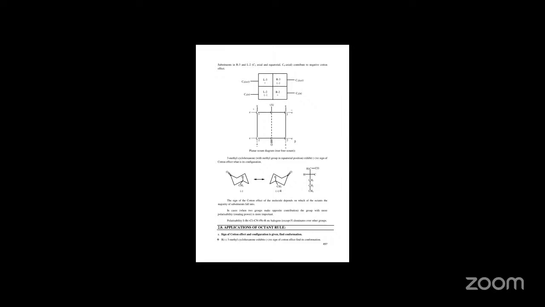And application of this rule. The sign of configuration is given; find the conformation. (+)-3-methyl cyclohexanone exhibits a plus sign of the Cotton effect, and you find the conformation. So here the molecule is given.